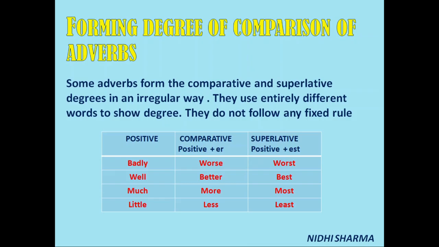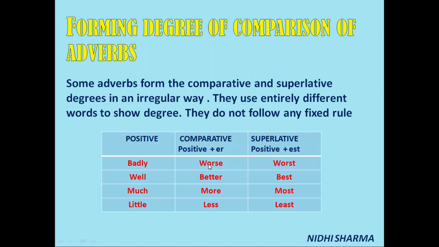Some adverbs form the comparative and superlative degree in an irregular way. They use entirely different words to show degree. They do not follow any fixed rule. The following table gives the list of the adverbs which form their comparative and superlative degree. Now you can see the table below here.